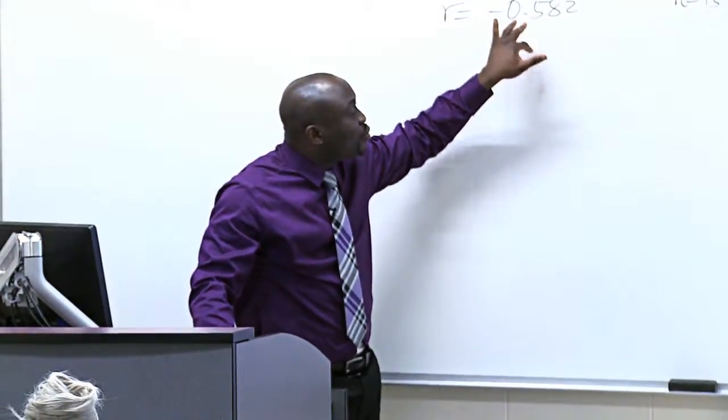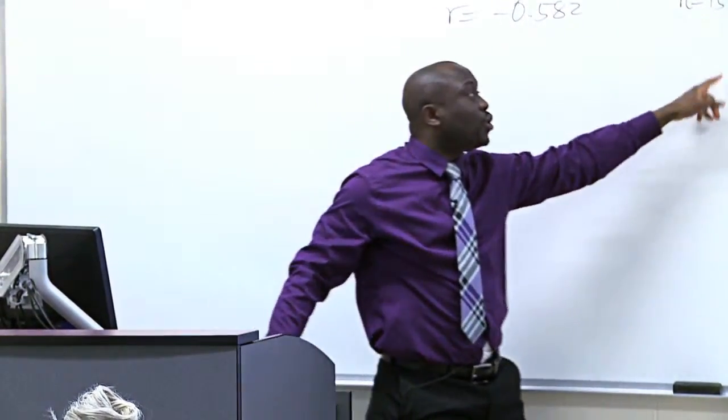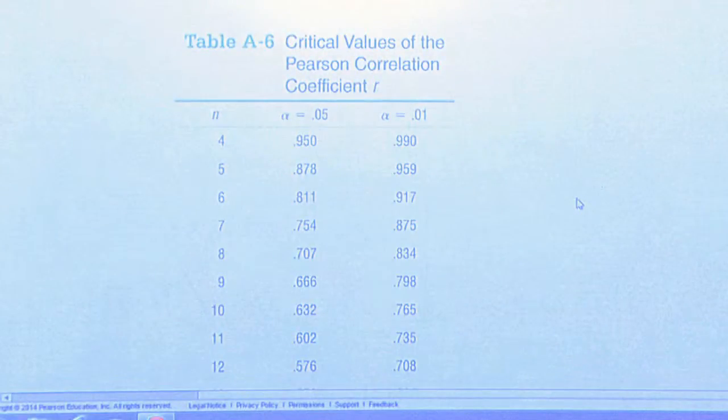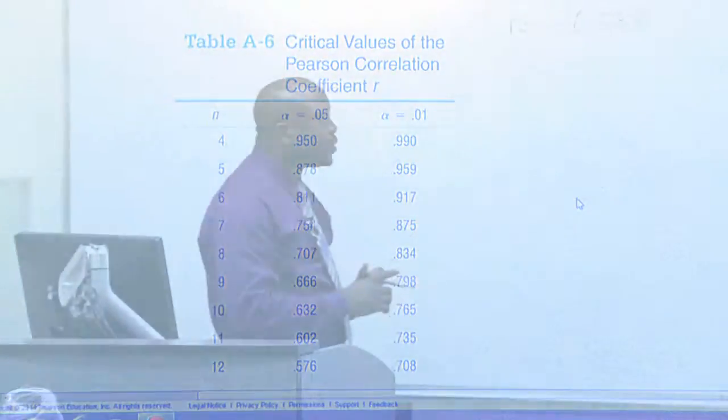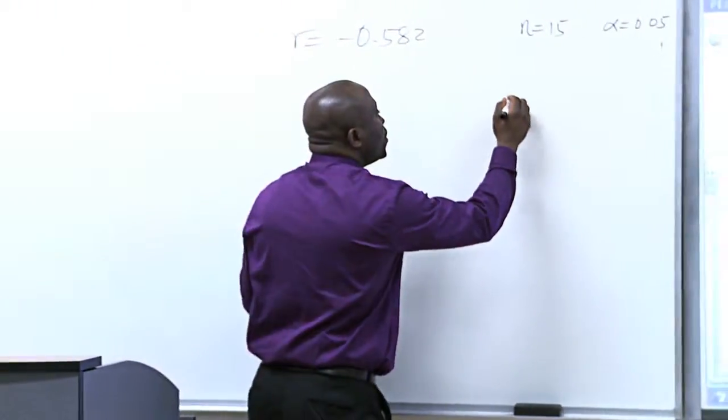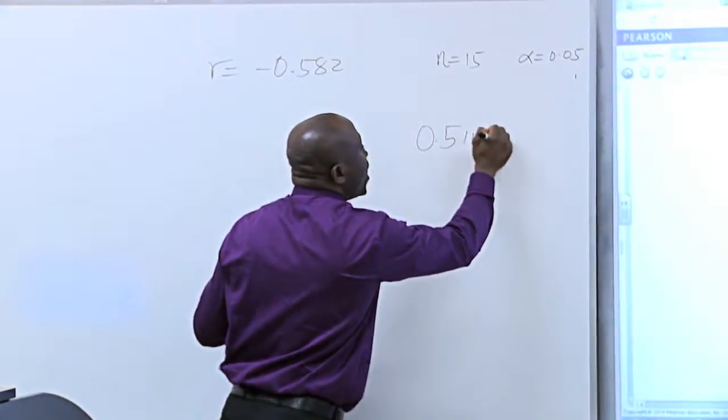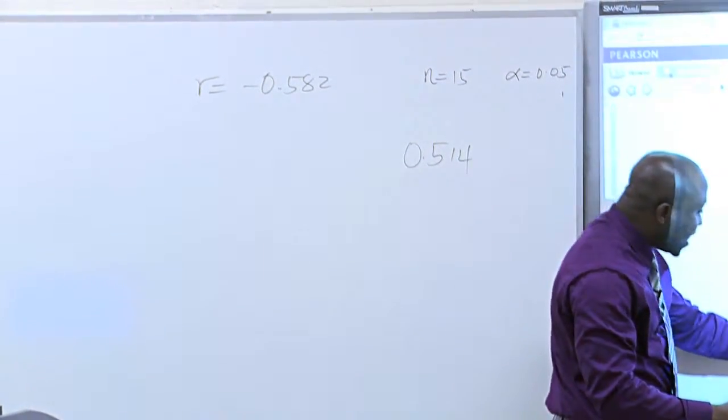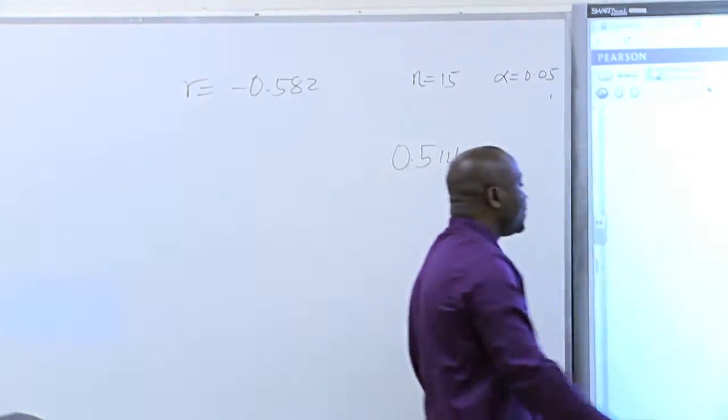How do I take this through the test? Oh, let's go to table A6. Using the n, which is always given to you, and alpha, which is also given to you. So using these two parameters, we go to that table and find the critical value. So what will be the critical value? 0.514. So you have 0.514, which is 15, and then the 0.05.